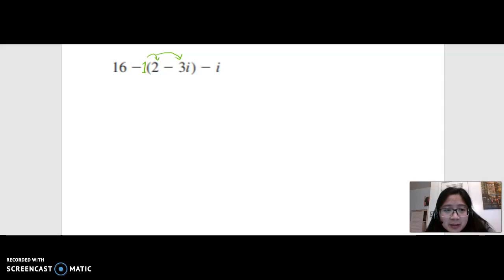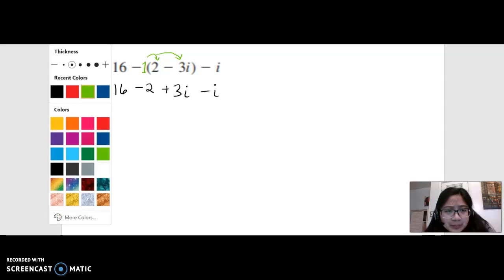So once we distribute, we'll bring down the 16, we have -1 times 2, that's -2. -1 times -3i, that's +3i. And then we're just bringing down the -i. And then we can go over our usual steps here.